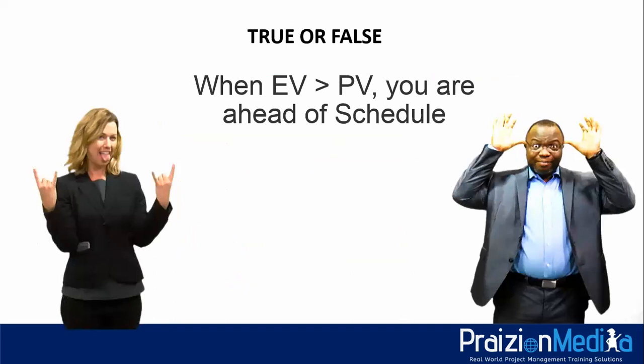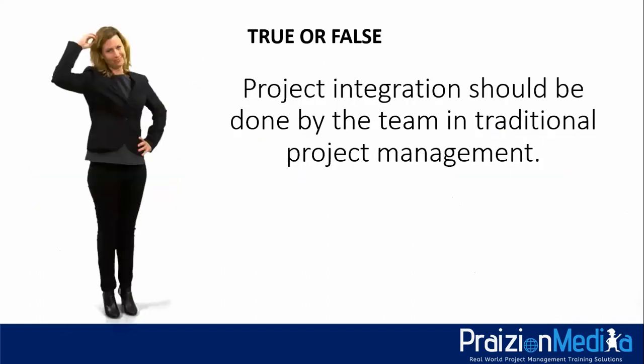True or false? When EV is greater than PV, you are ahead of schedule. 3, 2, 1. The answer is indeed true. Whenever EV is greater than PV, you are ahead of schedule.